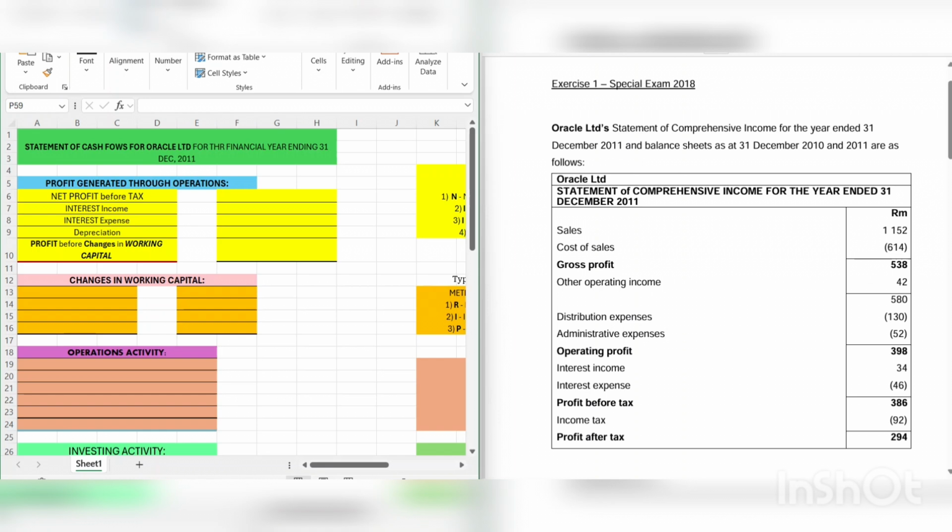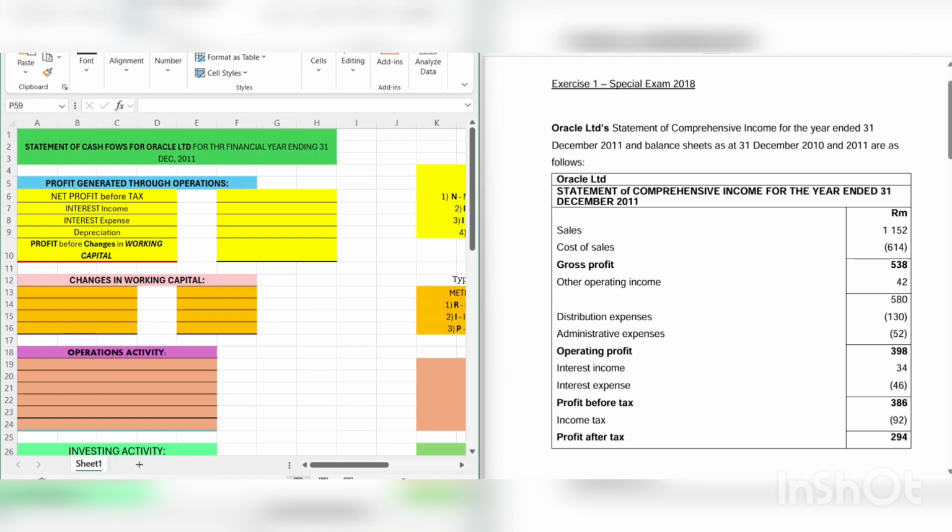Okay, so today we're going to do the statement of cash flows for Oracle Limited. All right, so the first thing you're going to do for your statement of cash flows is the operations activity. Now, guys, remember for the accounting 103 test one, we don't have to do the operations activity. However, we do need to do our SaaS income T account.